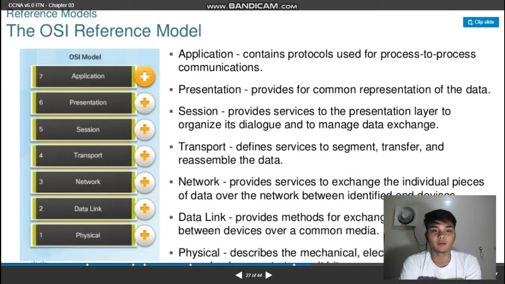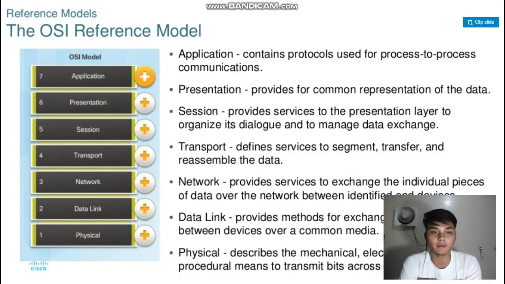So we have the OSI reference model: application, presentation, session, transport, network, data link, and physical. The application layer contains protocols used for process-to-process communication, the presentation layer provides a common representation of data, and the session layer provides services to the presentation layer to organize its dialogue and to manage data exchange.